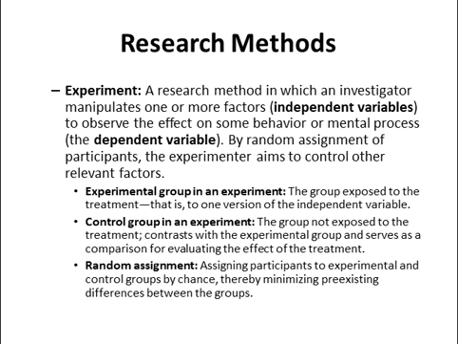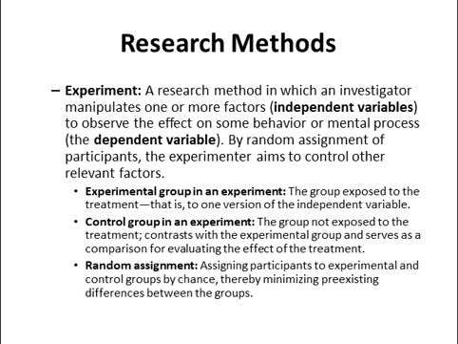Now, the previous research methodologies give us a description of how variables are associated with one another, but they can't tell us anything about causation. That is the area on which experiments really focus. An experiment is a research method in which an investigator manipulates one or more factors. The factor they manipulate is called the independent variable. They vary that to observe the effect on some behavior or mental process, the dependent variable. So the dependent variable literally depends upon what happened to the independent variable.